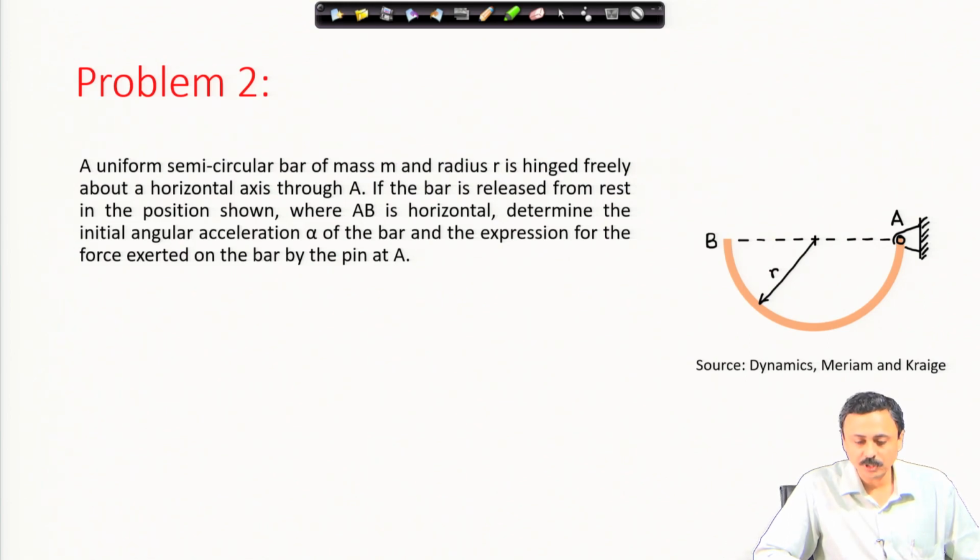A uniform semicircular bar of mass m and radius r is hinged freely about a horizontal axis through A. If the bar is released from rest in the position shown where AB is horizontal, determine the initial angular acceleration alpha of the bar and the expression for the force exerted on the bar by the pin at A. Again, this problem is sourced from the book of Meriam and Kraige.